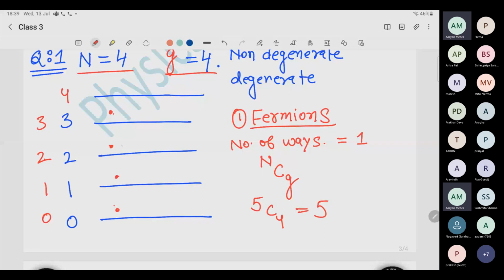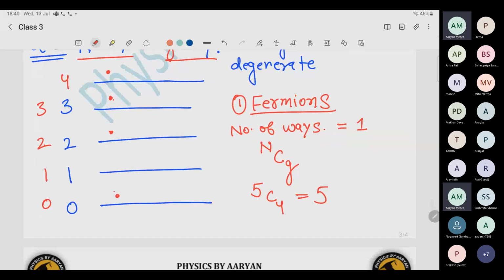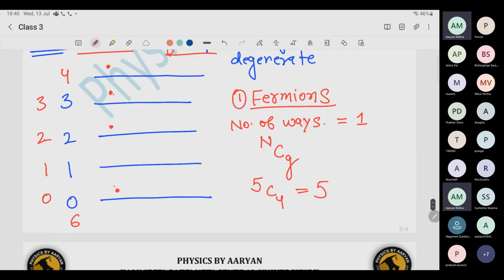Now they ask you what is the first excited state of this system. Then what you do is change the distribution and see that your energy is increased. So how will you do that? The very simple thing is you move this 1 to 4. Initially your energy was 6. Now your energy is, calculate, 4, 3, 7, 9. So 9.